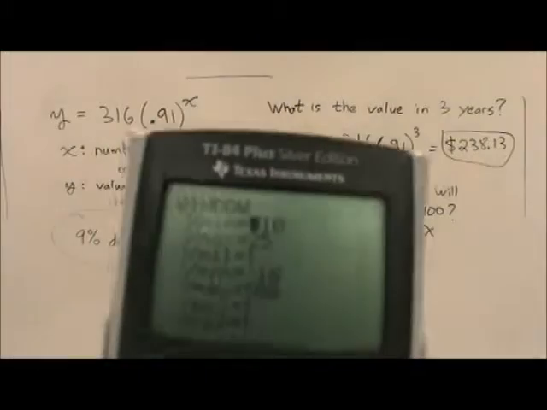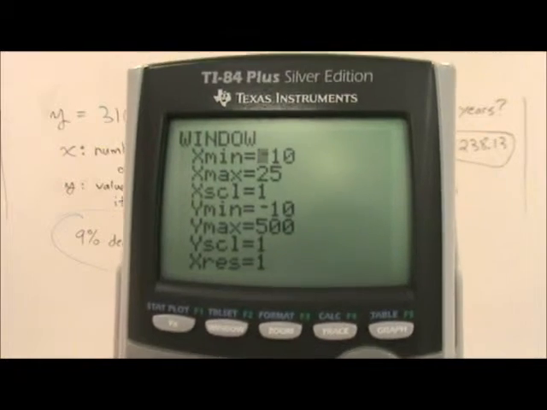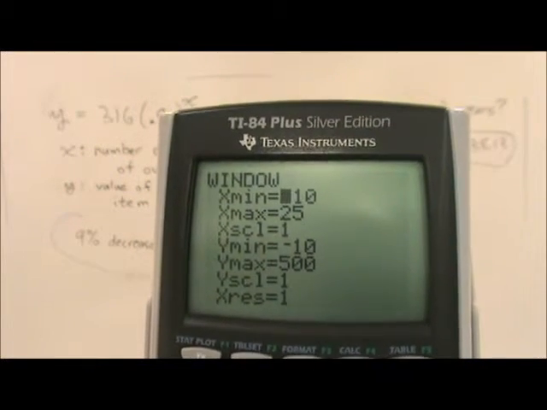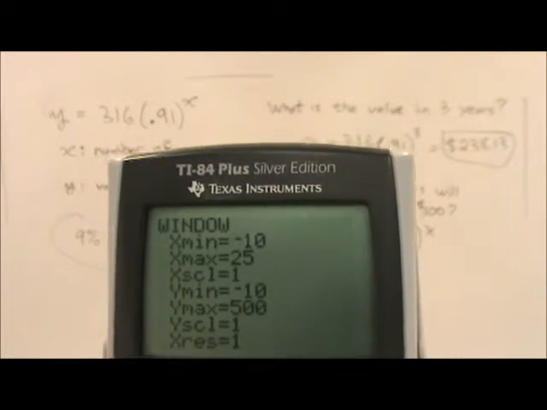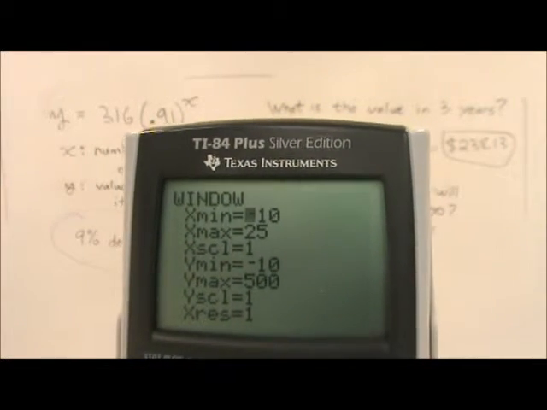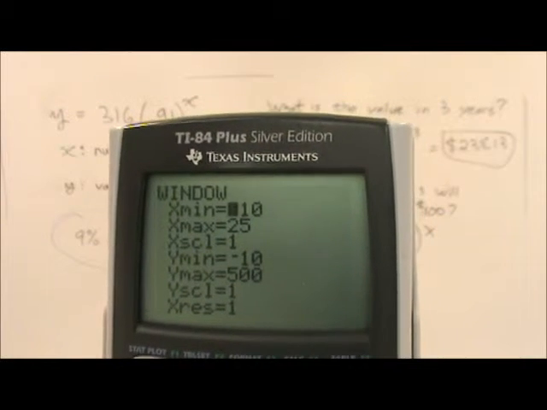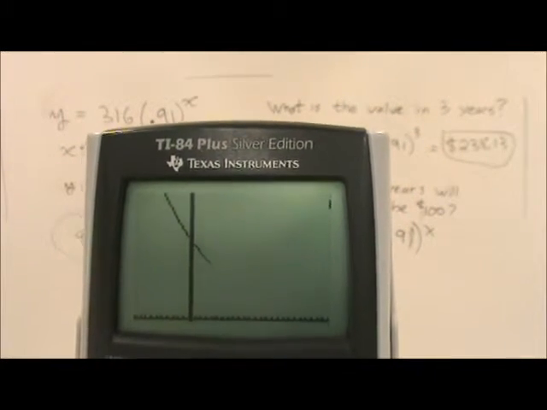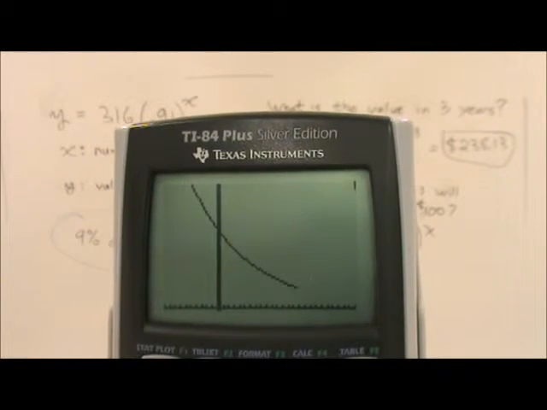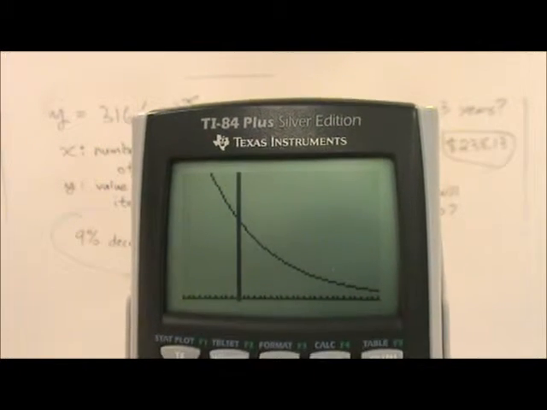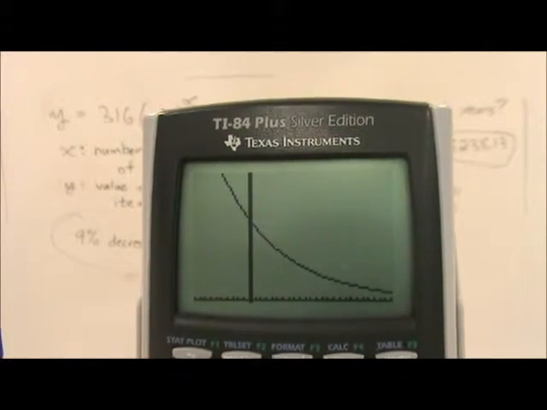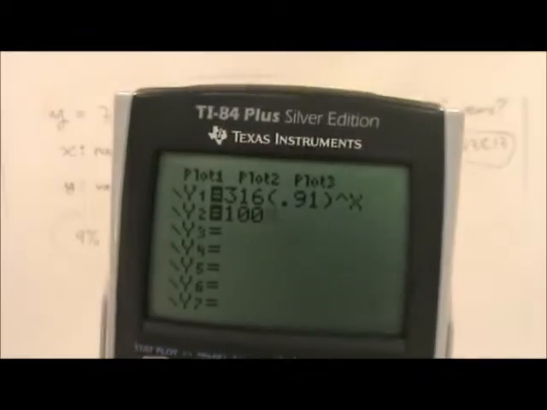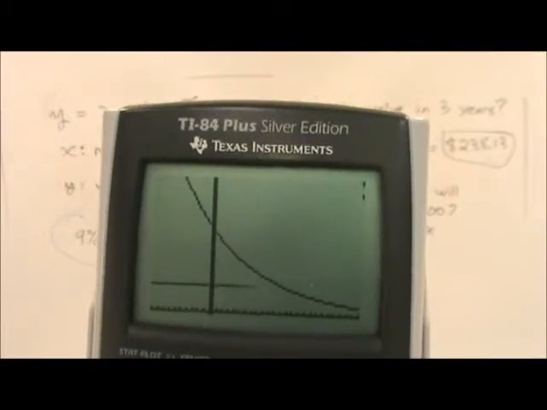So here's the window settings I'm using. Notice my y max is well above y equals 100. It's at 500, and my x max is at 25. I expect we won't care about the value of a household item after 25 years. So let's graph that. So here comes the curve, the right-hand portion of the equation, and then the 100 line should come across towards the bottom. Whoops, I don't have something in y2. I need 100 there. So there's our 100.